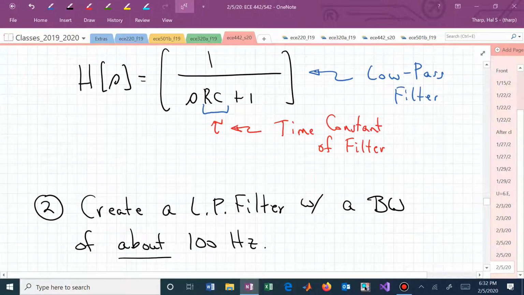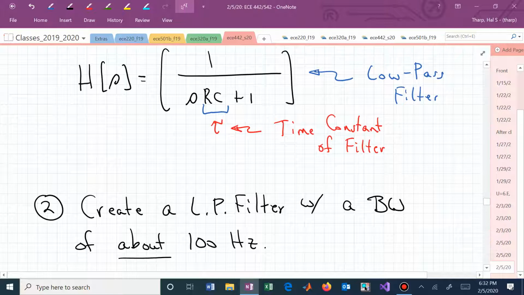Suppose now your interviewer says, well, create a 100 hertz low-pass filter, or a low-pass filter with a bandwidth of about 100 hertz. I was ready to shake hands and leave this interview. It just keeps going and going. How are we going to do this? Now what?